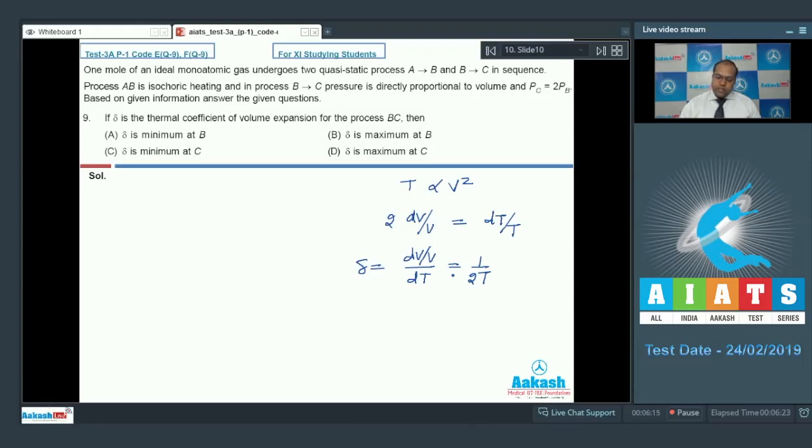So we can see that B and C are the correct options. So the correct options for question number 9 are option B and C. Let's move to the second paragraph containing question number 10, 11 and 12.